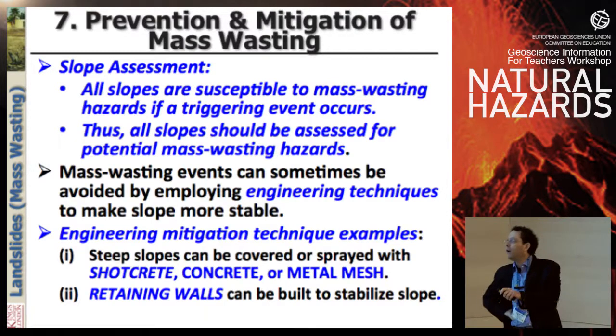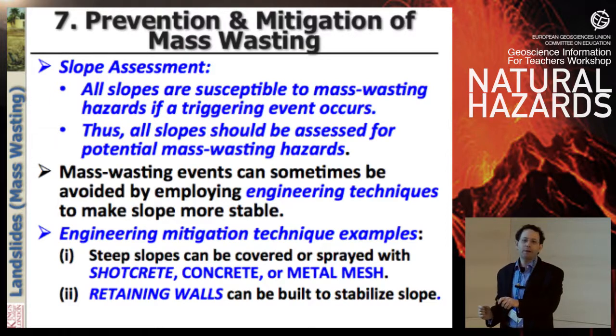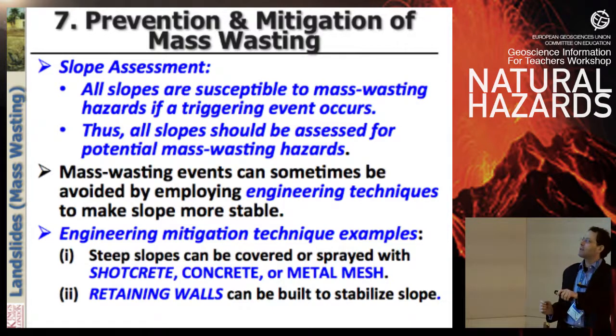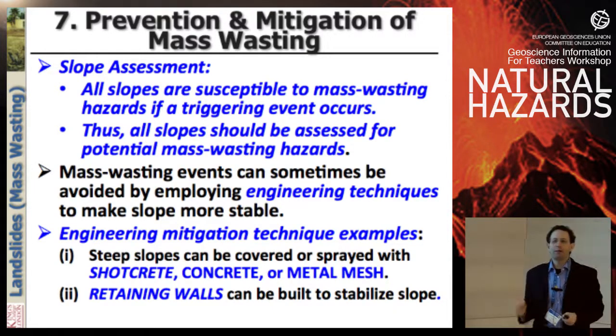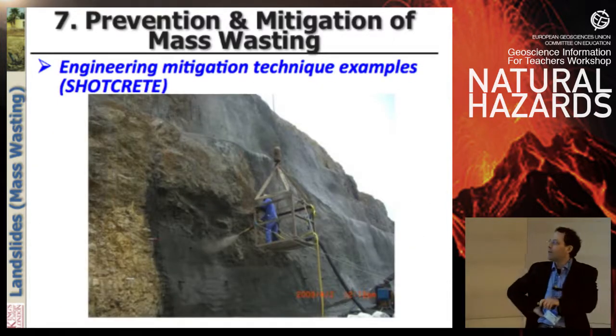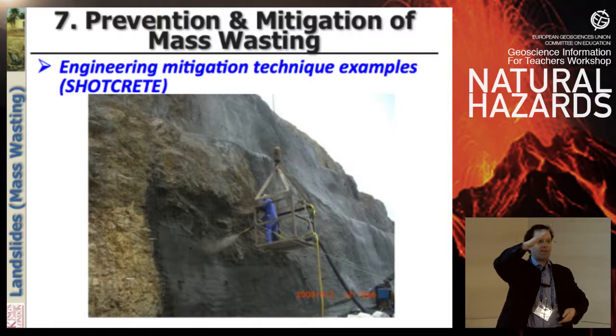Slope assessment. All slopes are susceptible to mass wasting. We know that, if a triggering event occurs, thus all slopes should be assessed for potential mass wasting. Mass wasting events can sometimes be avoided by employing engineering techniques, like what we just saw and what I'm going to show you. Examples include shotcrete, concrete, metal mesh, retaining walls. This is an example of shotcrete being sprayed onto the side of clearly a slope, which is not at the angle of repose. The angle of repose would be more like 37 degrees.